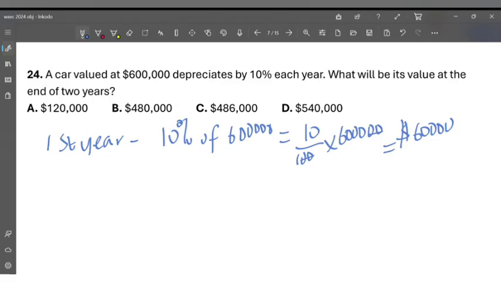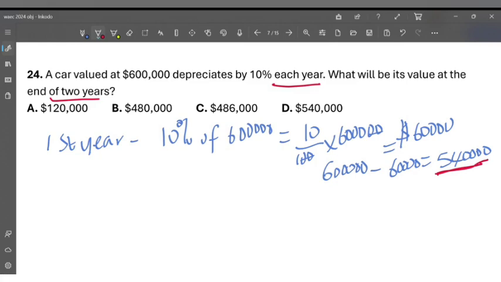What is now the new value? The new value will be $600,000 minus $60,000, which is $540,000. All right, so this is the new value at the end of the first year. But we are asked what is the value at the end of 2 years. So it's going to reduce again by another 10% because we are told it reduces by 10% each year. So we are going to reduce this 540,000 by another 10%. So in the second year, we are still going to reduce by 10%.